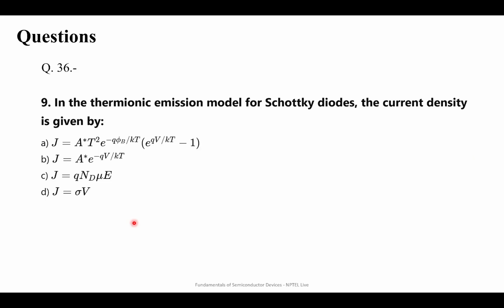In a thermionic emission model for Schottky diodes, the current density is given by J equals A star T squared e power minus q phi b by kT, e power qV by kT minus 1; J equals A star e power minus qV by kT; J equals q n d mu E; J equals sigma v.